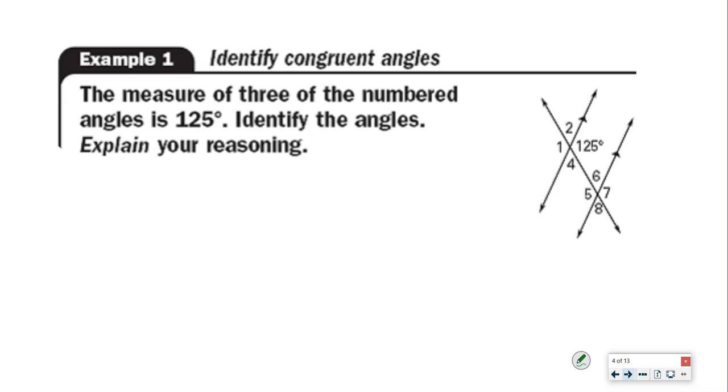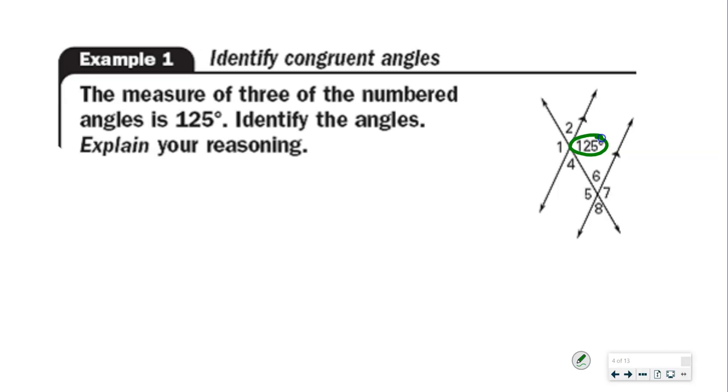Identify congruent angles. So the measure of 3 of the numbered angles is 125 degrees. We need to identify the angles and explain our reasoning. So we see this one is 125. We need to find 3 other numbers that also are going to be 125 and the reason for it.